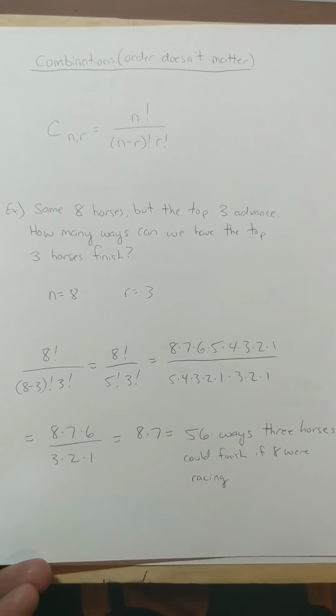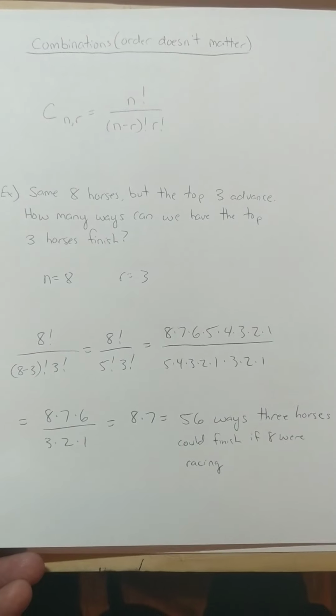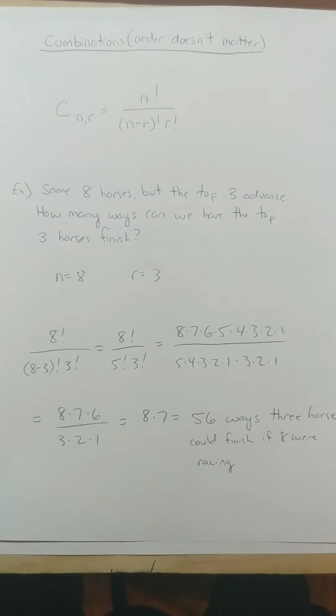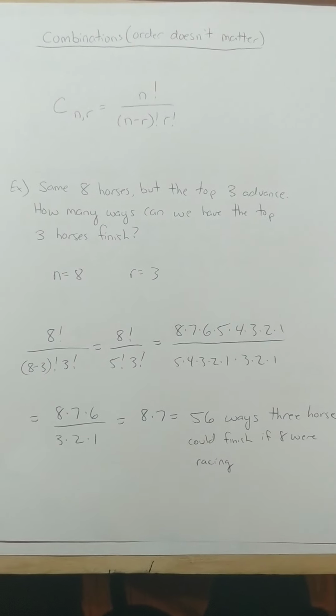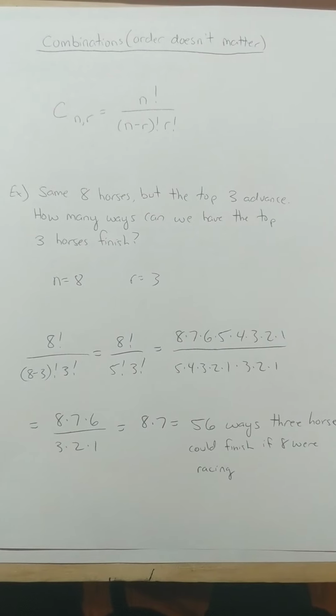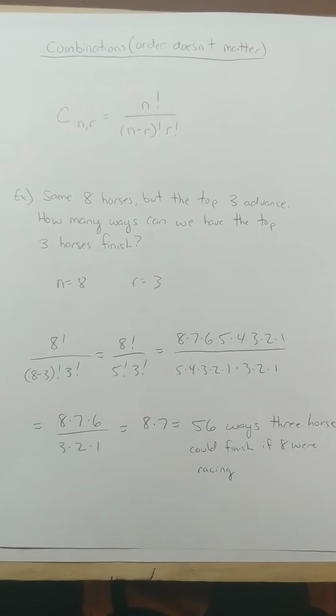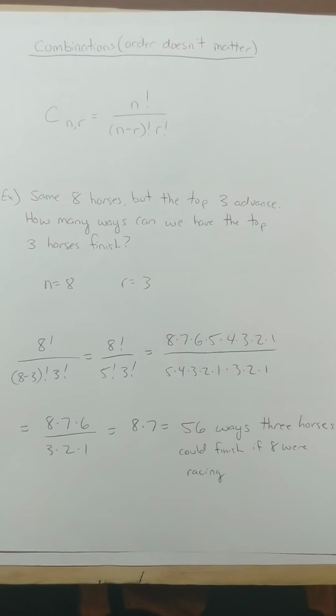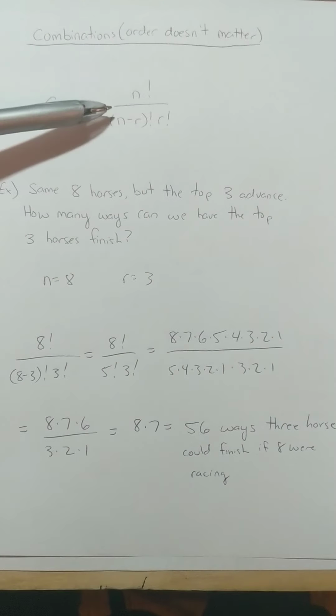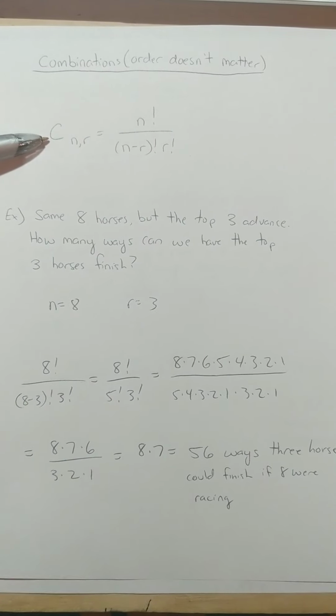The second thing we talked about were combinations. In combinations, order doesn't matter. So let's say this is just a qualifying race, and those same 8 horses have to race, and the top 3 will advance to the next race, where just those 3 will race for first, second, and third, or who cares. So this formula is what we use for combinations.